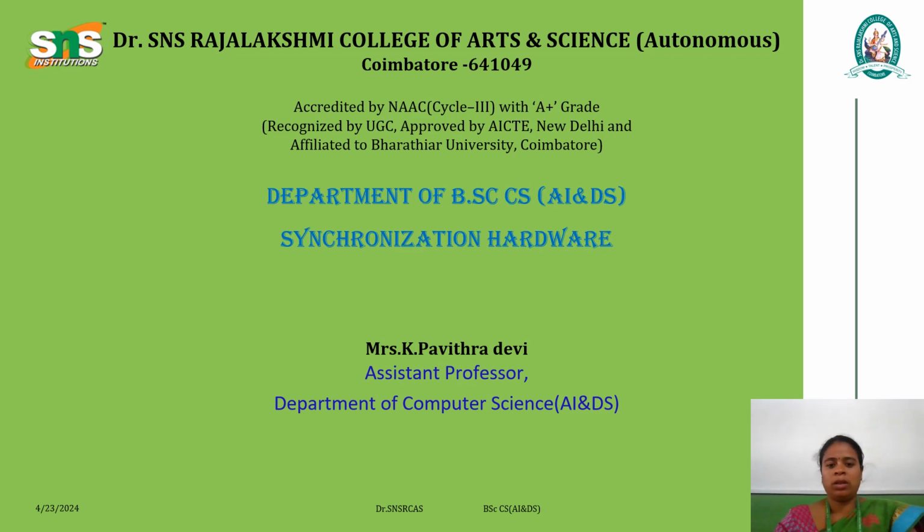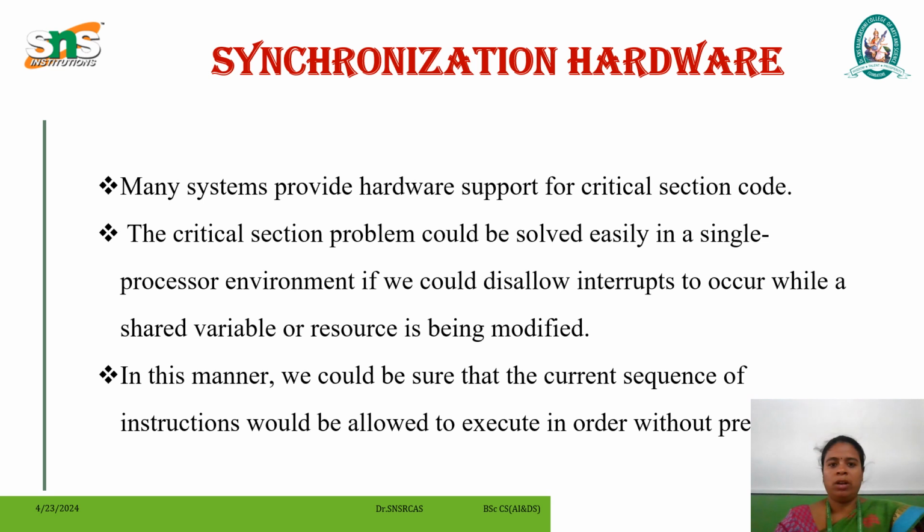Now I am going to take the class about synchronization hardware. First, what is synchronization hardware? Many systems provide hardware support for the critical section code. Process synchronization problems occur when two processes running concurrently share the same data or the same variable.